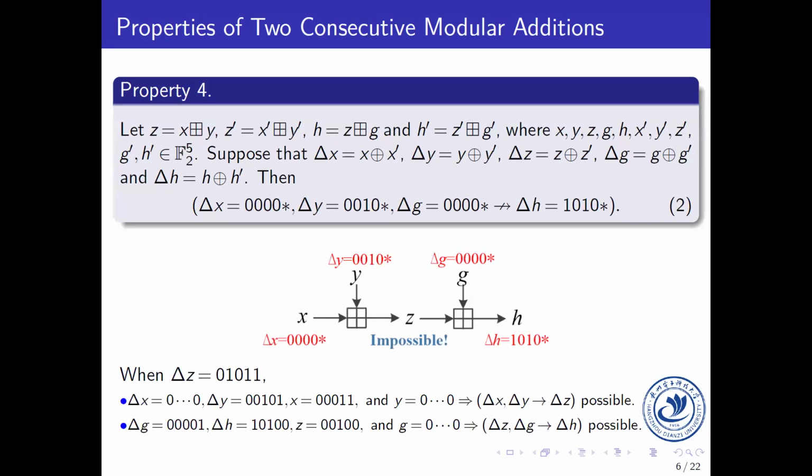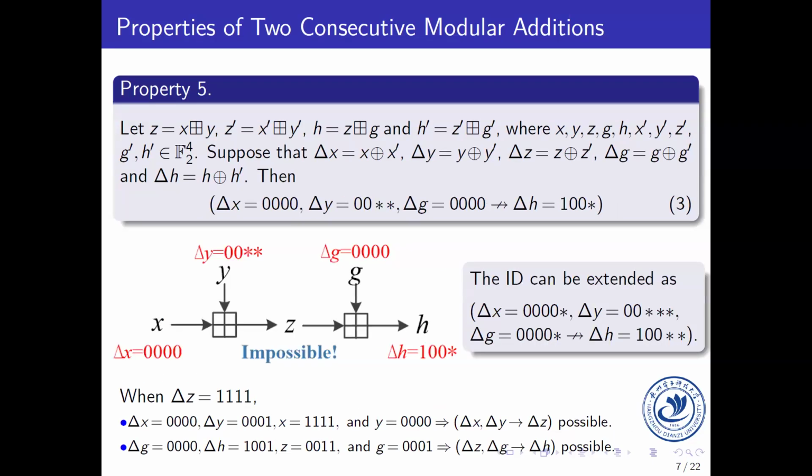And one more: this is another property, where delta x, delta y, delta j are the input differences, and delta h is the output difference. This is an impossible one. Please note that the differentials are truncated, so we can extend them with some uncertain bits on the lower positions and the higher positions. And another one is like this, but this happens on F2^4. It can be extended to F2^5, and it is also impossible.